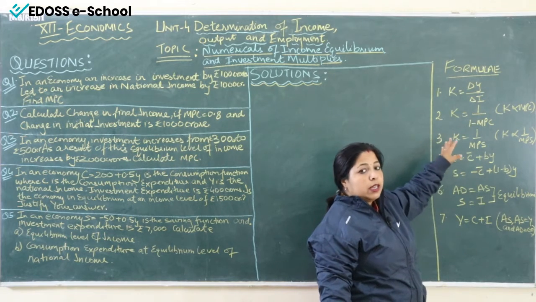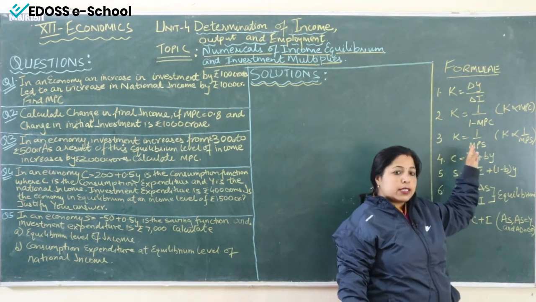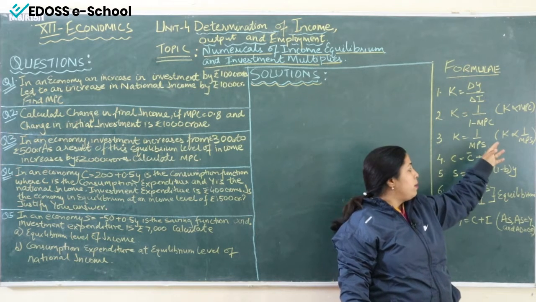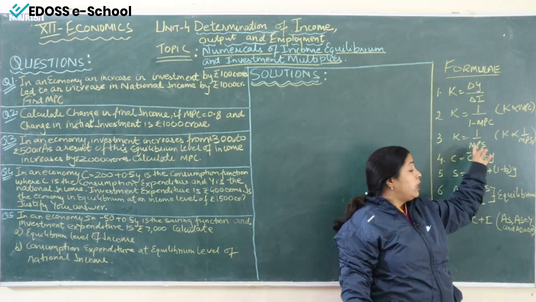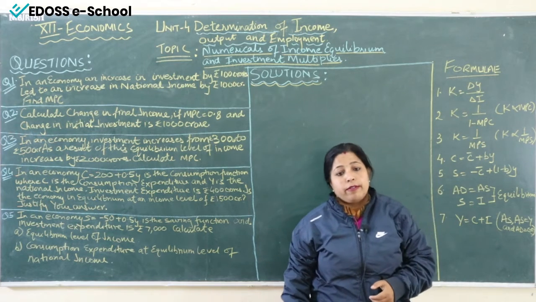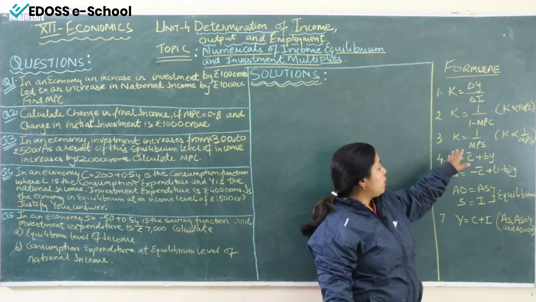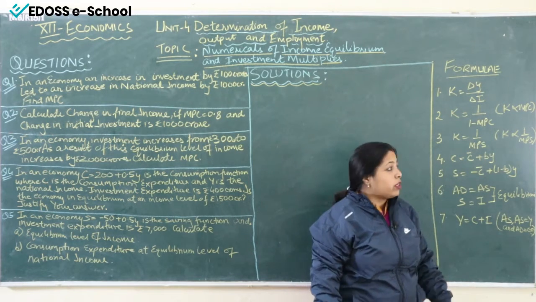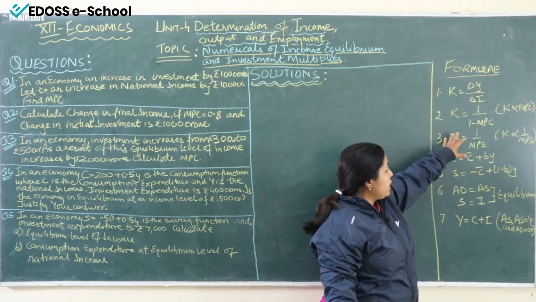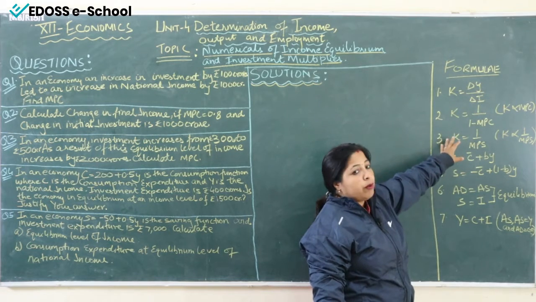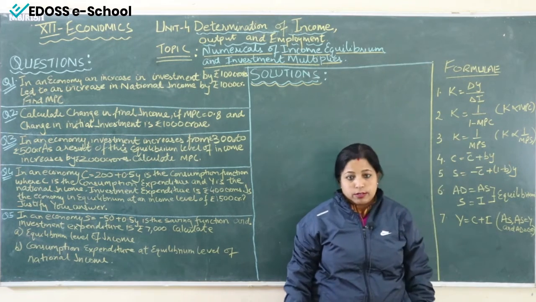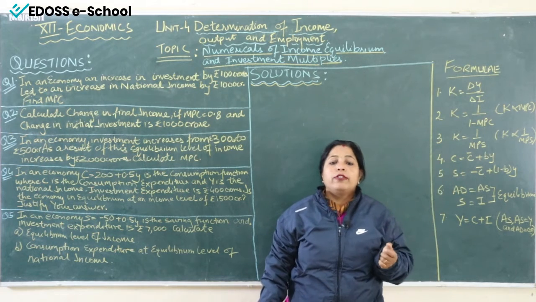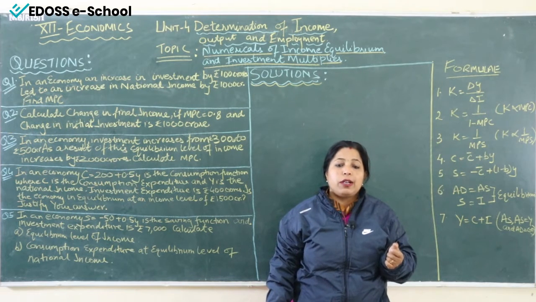Third formula is K is equal to 1 upon MPS, that is investment multiplier has an inverse relationship with marginal propensity to save. As you all know, we have completed all the three concepts along with their derivations, and we have also derived the formula of MPC and MPS in the derivations. These three are going to be a part of numericals of investment multiplier.